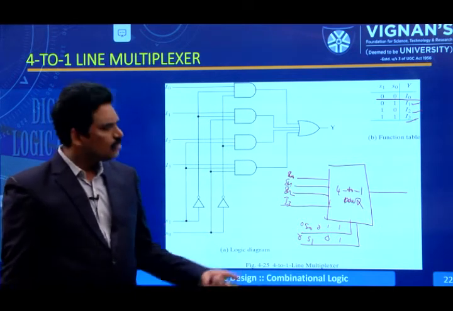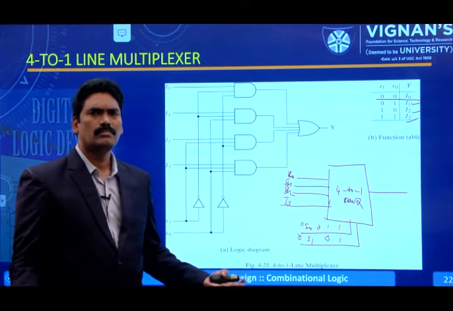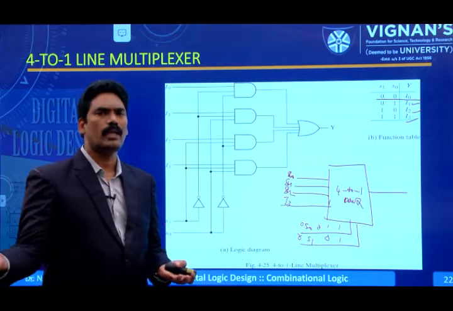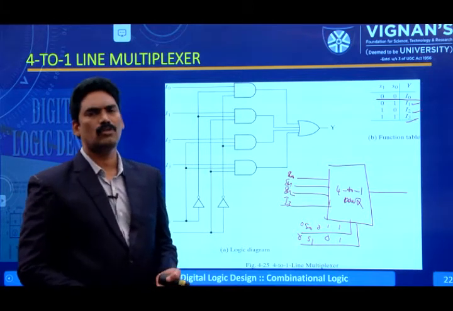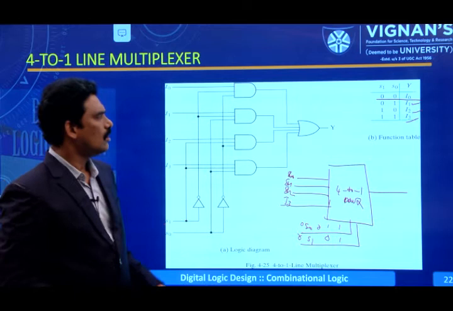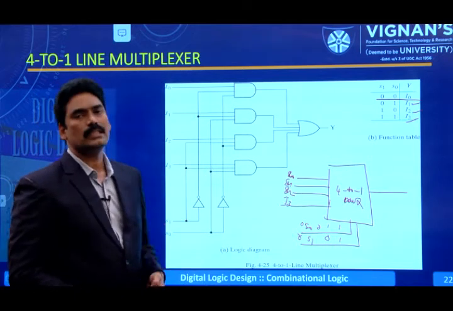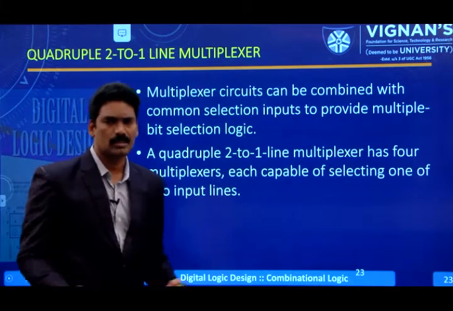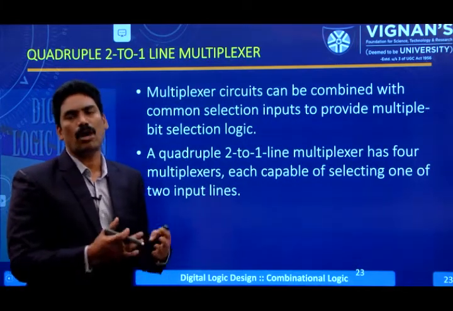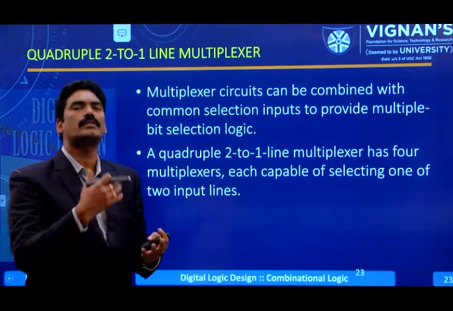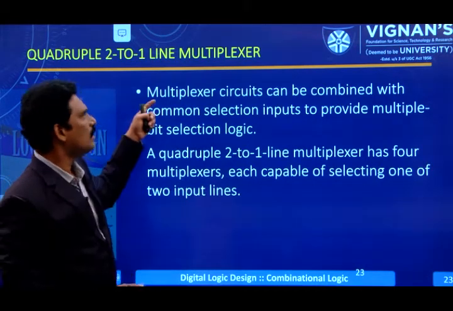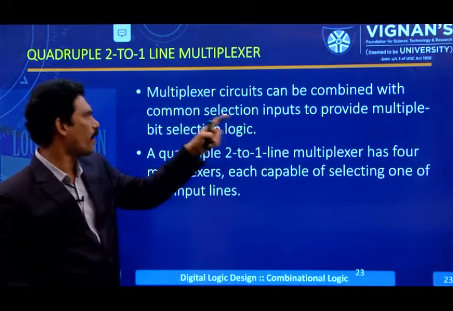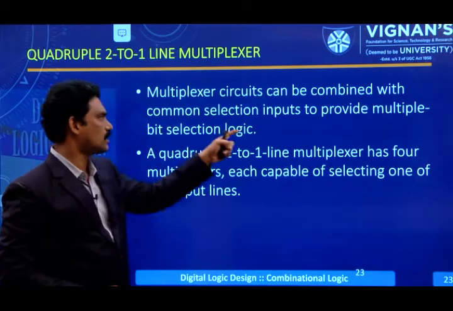And now we are going like that. We have 8 to 1 line multiplexer, 16 to 1 line multiplexer, 32 to 1 line multiplexer, like that 64 to 1 line multiplexers are there. So, now we are going to discuss quadruple 2 to 1 line multiplexer. What is this? By using small multiplexers, we can design larger multiplexers also. So, multiplexer circuits can be combined with common selection inputs to provide multiple bit selection logic.